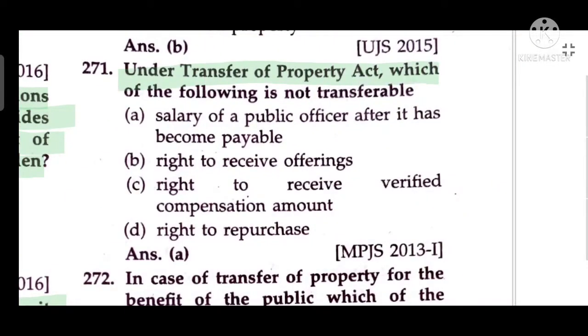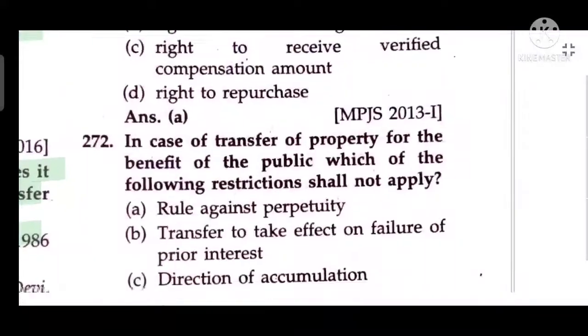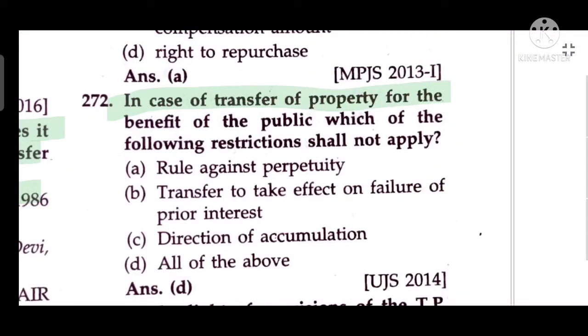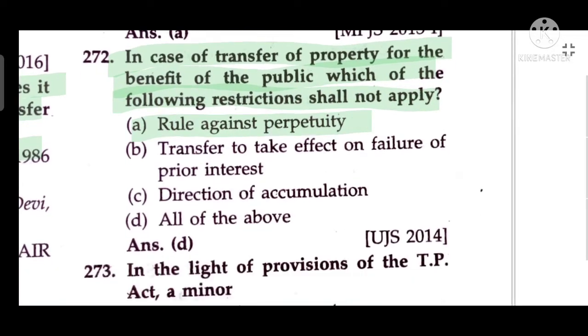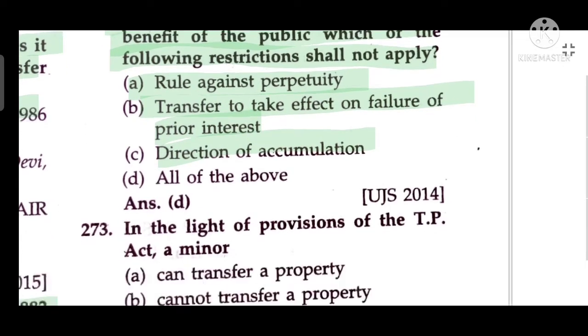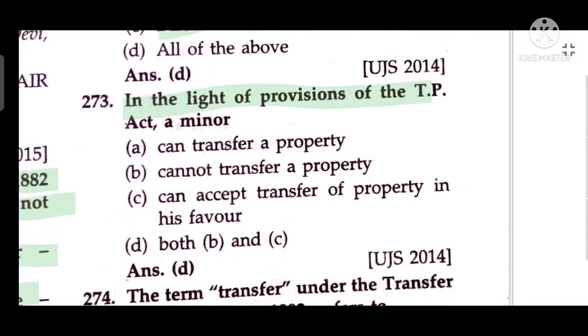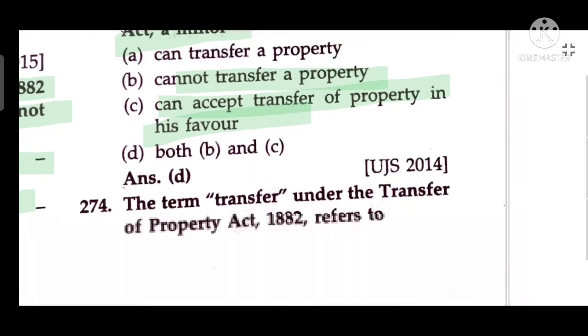Under Transfer of Property Act, which one of the following is not transferable? Salary of a public officer after it has become payable. In case of transfer of property for the benefit of the public, which of the following restrictions shall not apply? Rule against perpetuity, transfer to take effect on the failure of prior interest, direction of accumulation. In the light of the provisions of the TP Act, a minor cannot transfer a property, but can accept transfer of property in his favor.